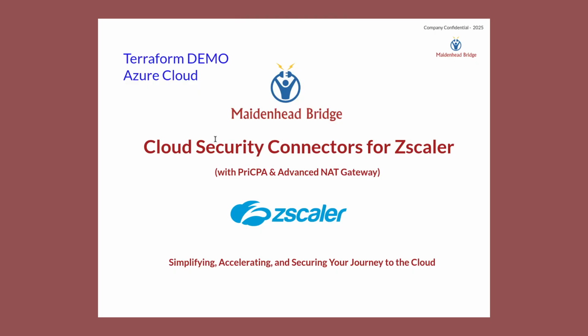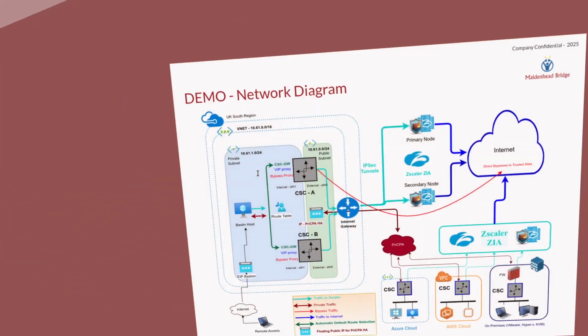In this video we're going to see how to install the Cloud Security Connector for Zscaler on Azure Cloud using Terraform. The Cloud Security Connector for Zscaler also provides site-to-site connectivity via PCPA and Advanced NAT Gateway, that is the functionality of a NAT Gateway in the cloud. You can replace the NAT Gateway on Azure with the Cloud Connector, and with PCPA you can replace the VPN gateway on Azure Cloud. Then it's three devices in one at the end.